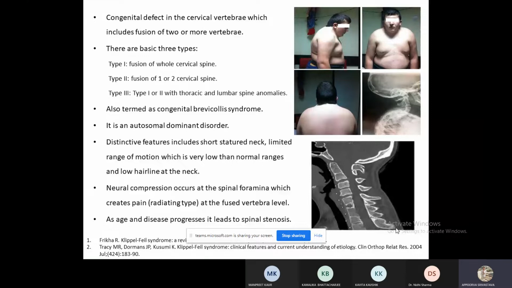It is an autosomal dominant disorder. Distinctive features include a short neck, limited range of motion which is very low compared to normal ranges, and a low hairline at the neck. Neural compression occurs at the spinal foramina, which creates radiating pain at the fused vertebral level. As age and disease progress, it leads to spinal stenosis.